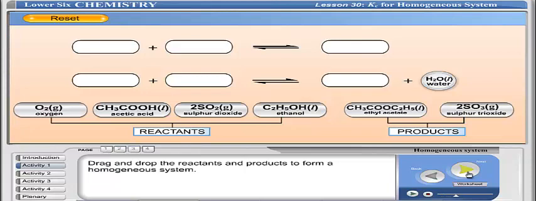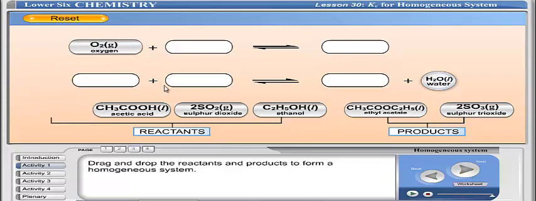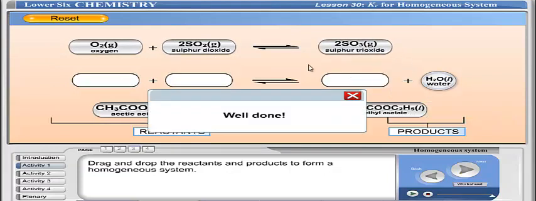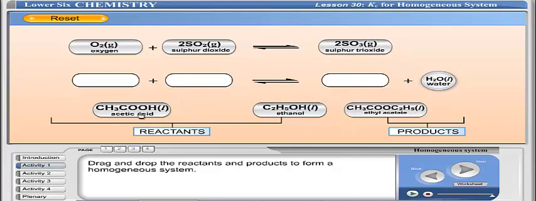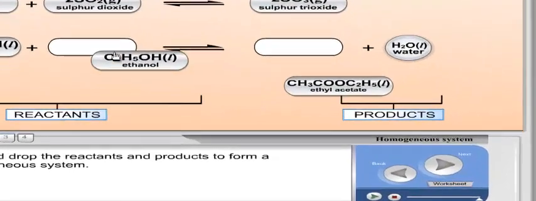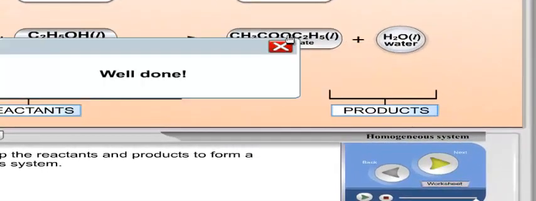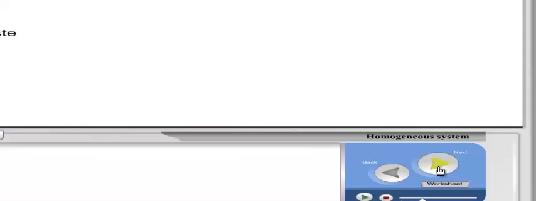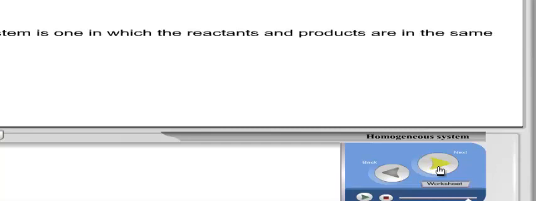Drag and drop the reactants and products to form a homogeneous system. Summary: a homogeneous system is one in which the reactants and products are in the same physical state.